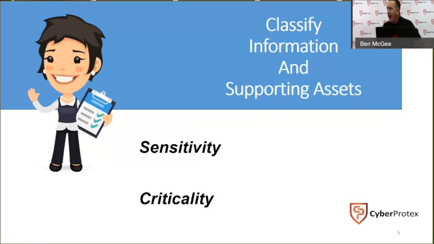classify and support different assets that are within our organization. This is the second time that I'm bringing up the word criticality. Yesterday, we talked about the criticality of a system. Today, we're talking about the criticality of information.